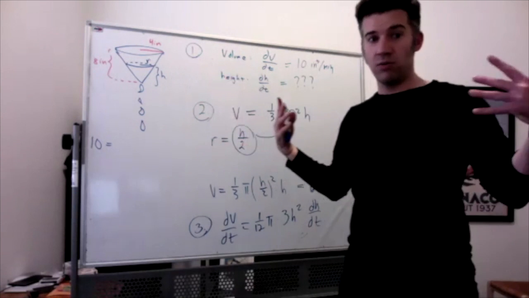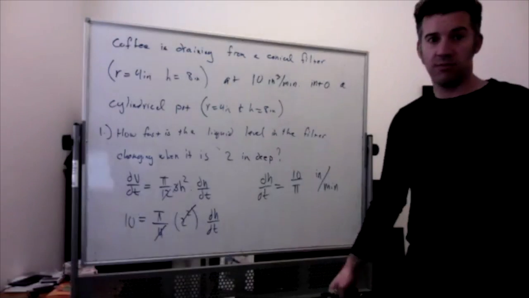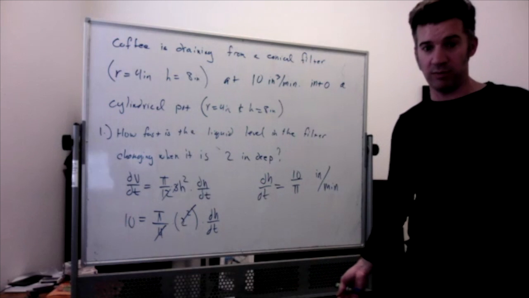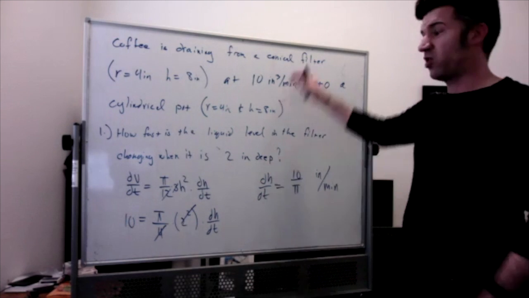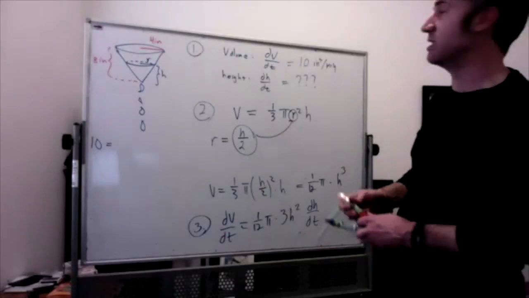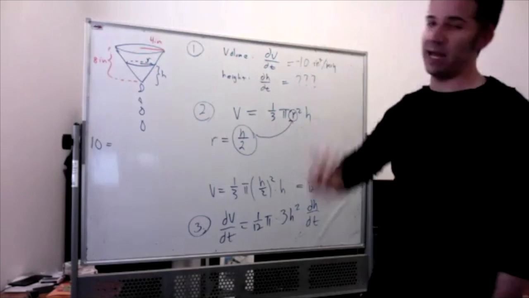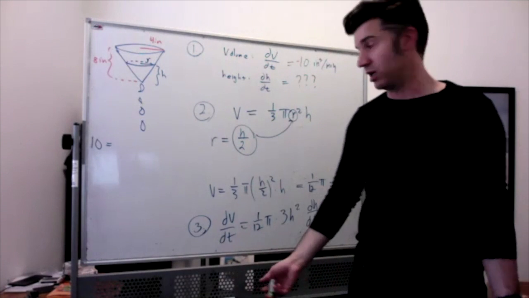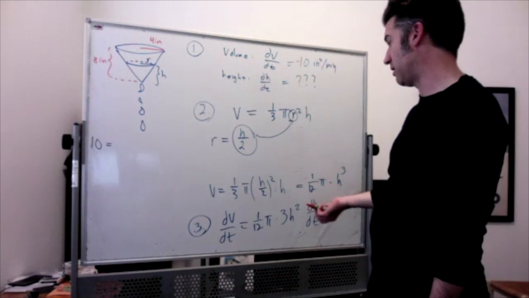So I could use words and write that the height is decreasing at 10 over pi inches per minute. Right? I could write out the words. Or I could instead say, really, I should have started with dV/dt is negative because the volume is actually decreasing. So it's got a negative rate of change, which is just going to change the sign of my final answer.